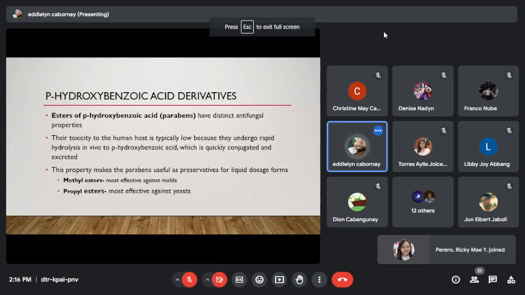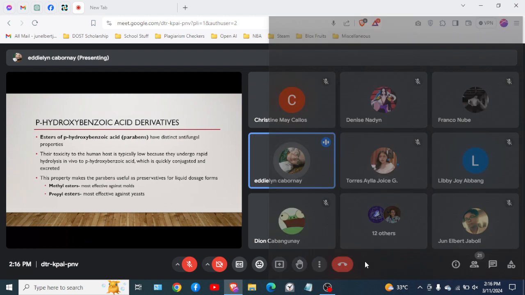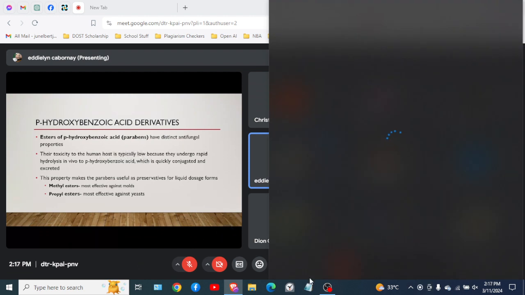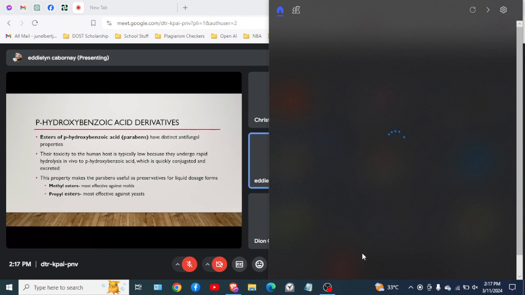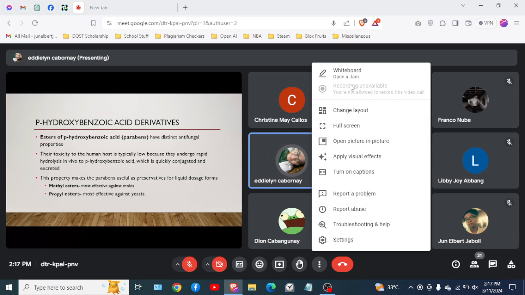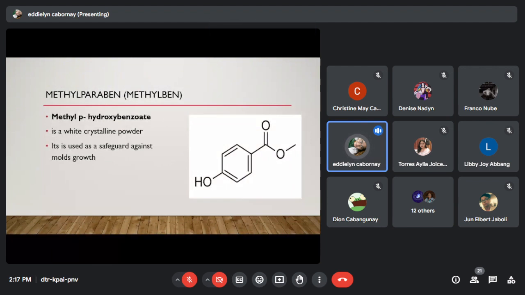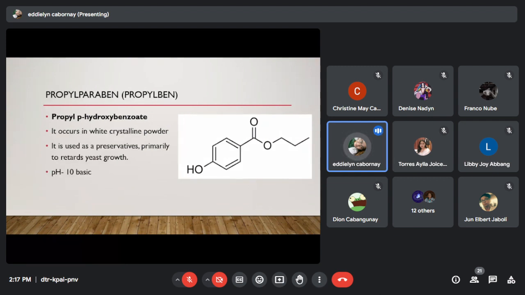This property makes the parabens useful as preservatives for liquid dosage forms. We have two: the methyl esters and the propyl esters. The methyl esters are most effective against molds, whereas propyl esters are most effective against yeast. Methyl parahydroxybenzoate, or methylparaben, is used against mold growth. The propylparaben is used as a preservative primarily to retard yeast growth, which has a pH of 10.